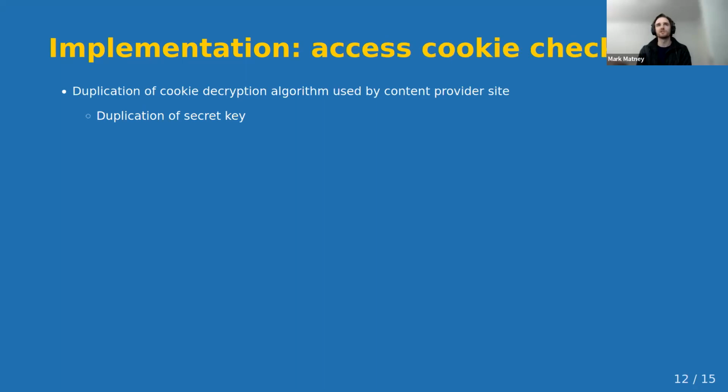And then for the access cookie checking, essentially we duplicated the decryption algorithm used by the Sinai manuscripts digital library, and we also therefore duplicated the secret key. So this is not ideal from a do not repeat yourself perspective. And just from a security perspective, the fewer places you have to put a key, probably the better. But this was our first pass at it.